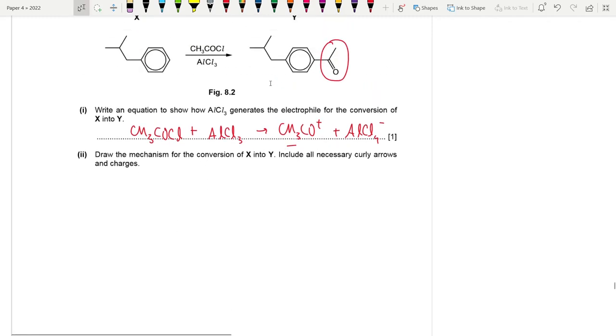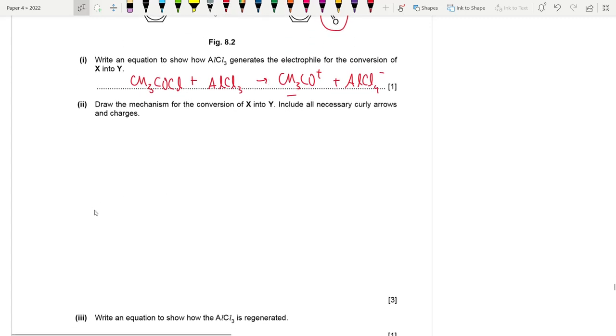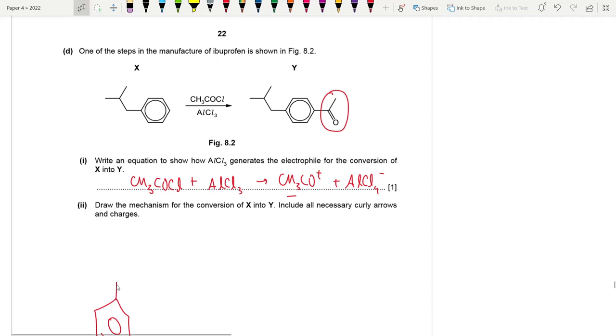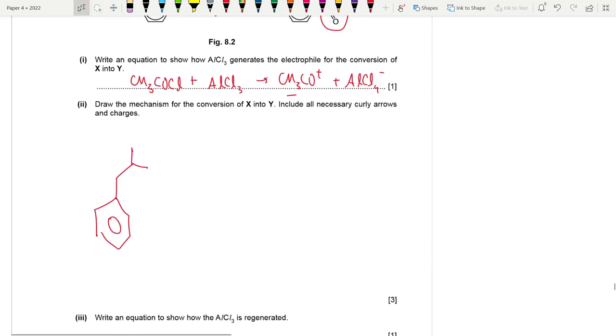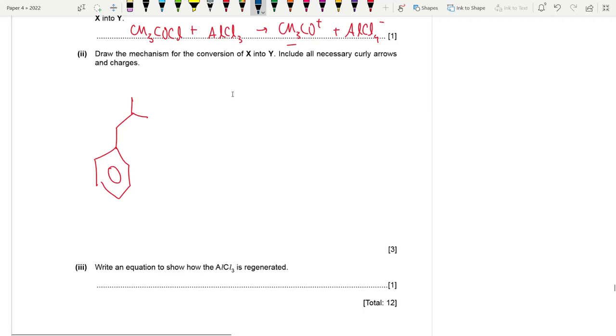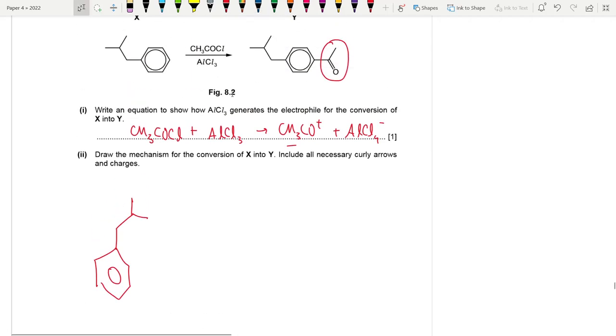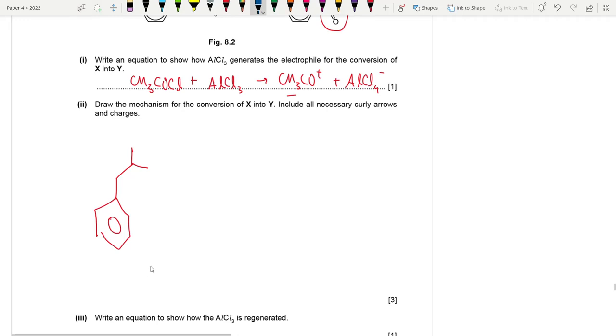Now let's draw the mechanism. Okay, how does this occur? Check this. This is the beginning. I'm just going to copy the compound from the top. We had this compound. So the first step is the attack by the electrophile. The electrophile attacks the benzene ring. Okay, that's the first step. But always remember, arrows need to be drawn. Even though the electrophile attacks the benzene ring, arrows always need to be drawn from the nucleophile to the electrophile. Okay, that is our first step. Understood?